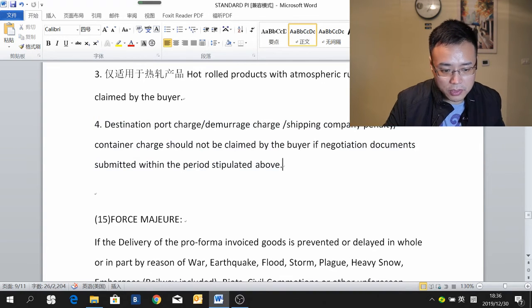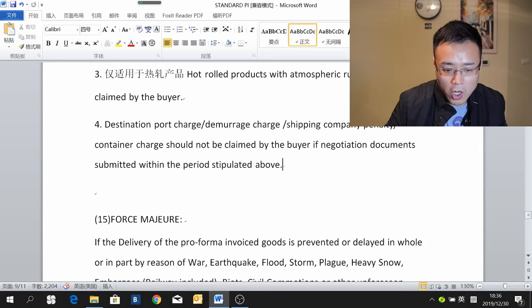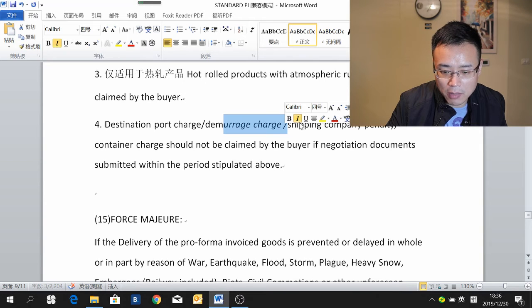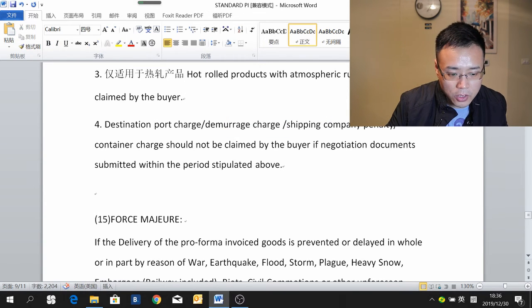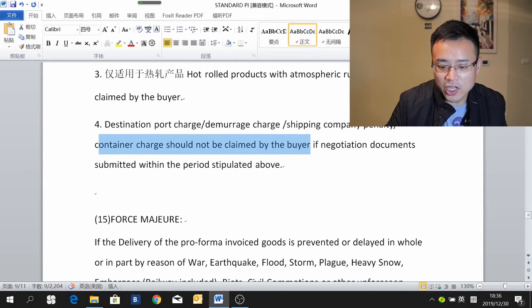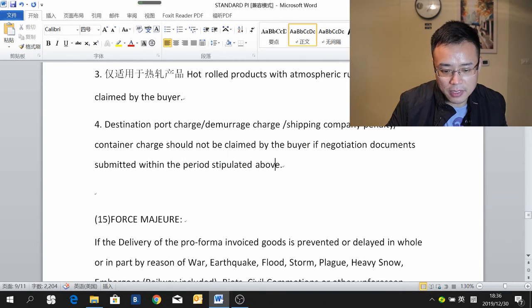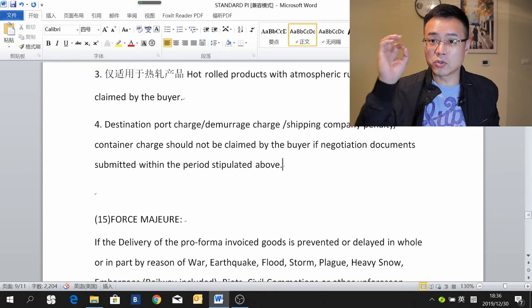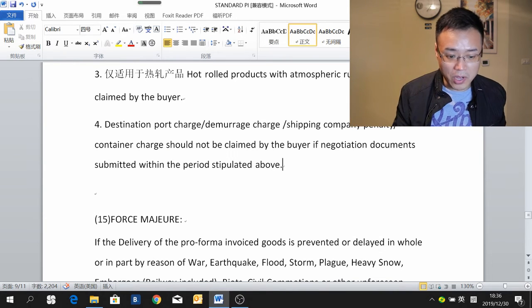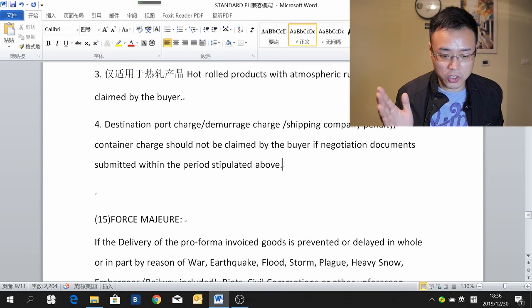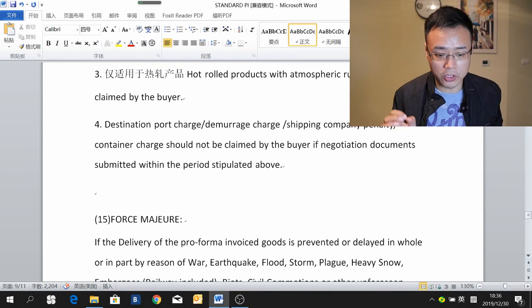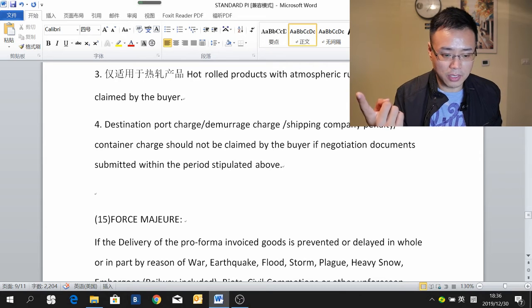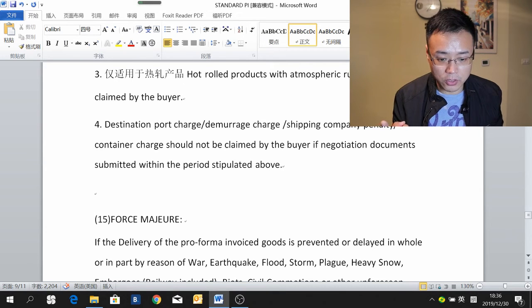Okay, this one is very important. Destination port charge, demurrage charge, shipping company penalty, and container charge should not be claimed by the buyer if negotiation documents are submitted within the period stipulated above. What I mean is, as a seller, as long as you present the documents on time, you are free of such penalties and additional charges, which are the destination port charge and demurrage charge.